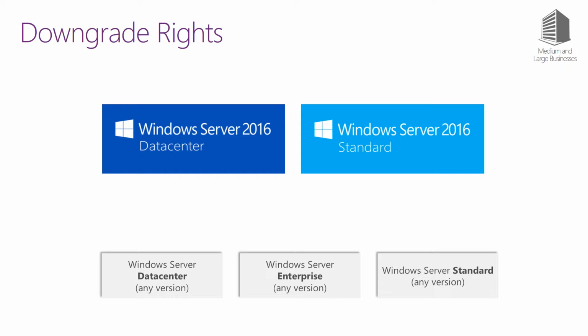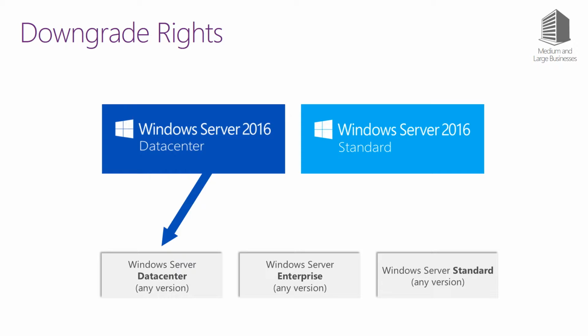Let's start with the Datacenter edition. And there's a straightforward downgrade right that allows organizations to purchase a Windows Server 2016 Datacenter edition license today, and then to install any previous version of Windows Server Datacenter. So that could be Windows Server 2012 R2, for example.